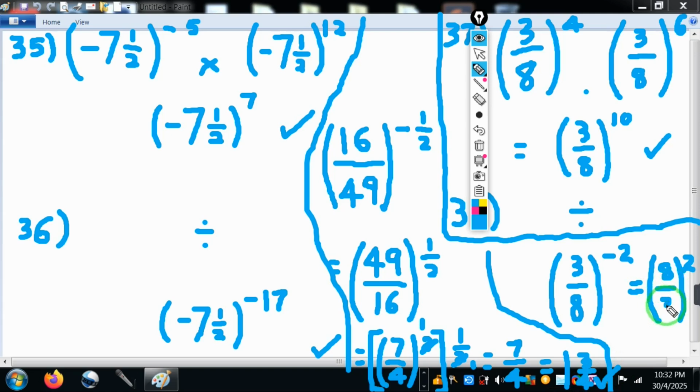Then 8 squared is not 16. 8 times 8 is 64. Then 3 squared is not 6, it is 9. So 64 over 9. Since they gave it in a fractional form, you can keep it in a fractional form. No problem. 100% correct. But if you want a mixed number, go and tell them you also know what a mixed number is. Alright, so that's number 35, 36, 37, 38, and these 2 additional sums. I give you another one here. No worries.